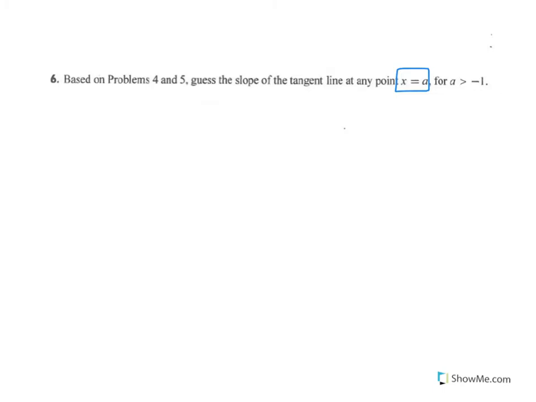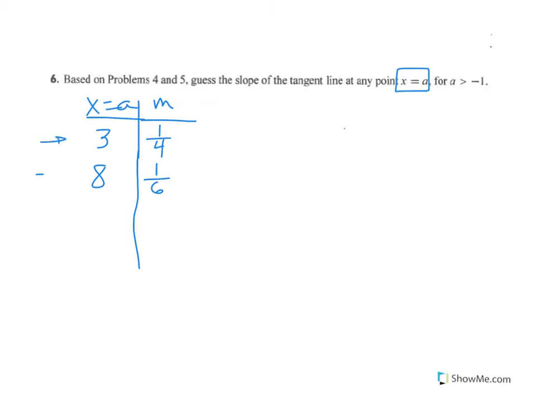So if you look at the first several cases, if we set up a table where column 1 is the x-coordinate, so x equals a, and column 2 is the slope we got, well, at x equals 3, we found that the slope was 1/4. At x equals 8, we found that the slope was 1/6. And notice that we're choosing in this group work x equals 3 and x equals 8 because on the graph of this function, y equals the square root of 1 plus x, as we plug those values in, you actually get very nice outputs to work with.